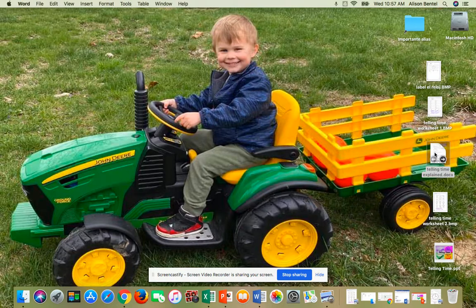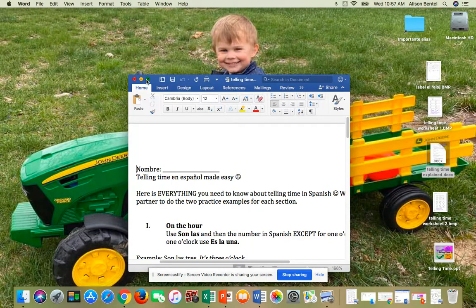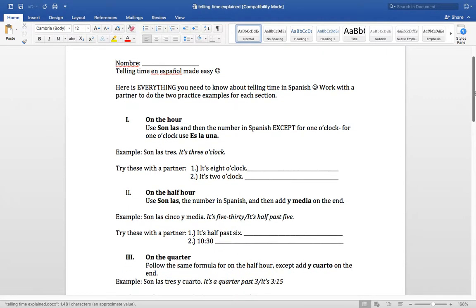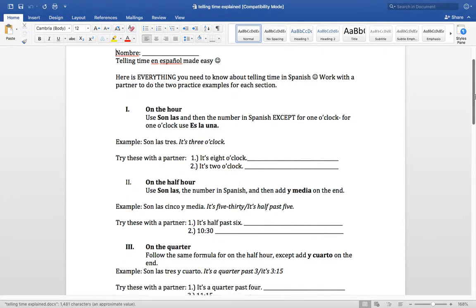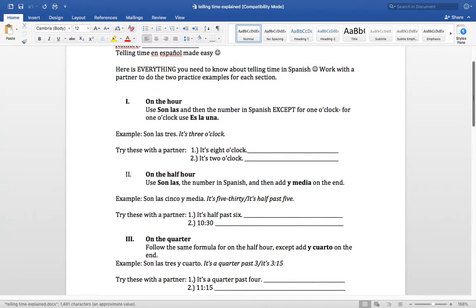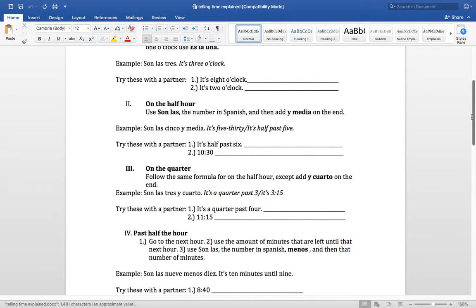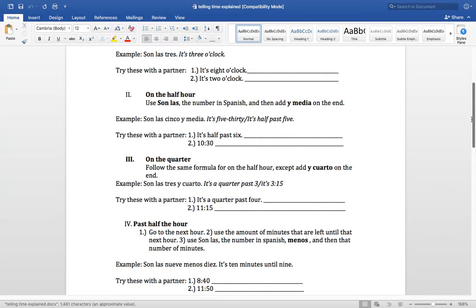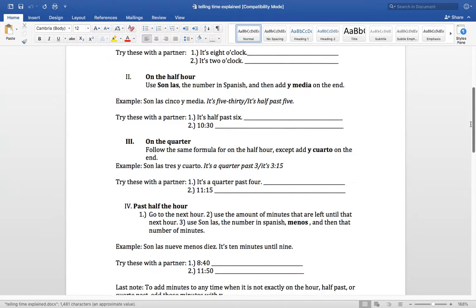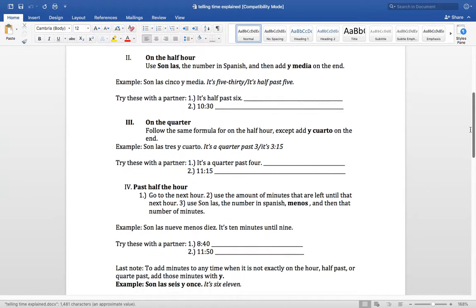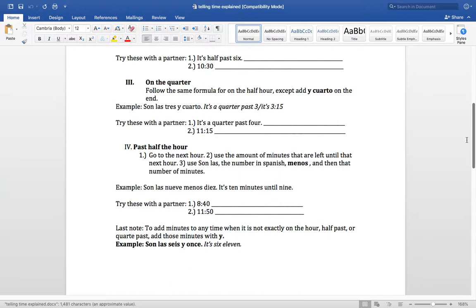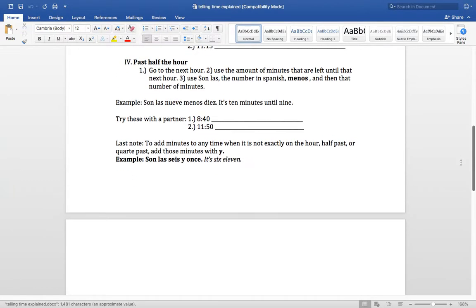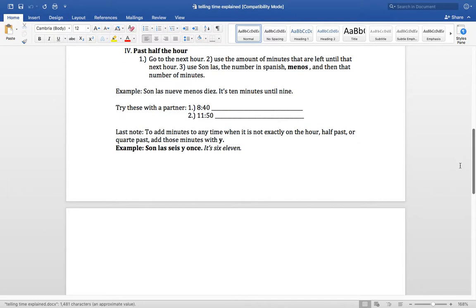Then you could also use this as an extra reference or start with this before you do the worksheets. This is just a review that normally if we were in class, we would do with a compañero, compañera, with a partner. And it just goes through the building blocks of telling time in español. How would you say it's 8 o'clock? Son las 8. On half the hour, the concept of adding y media, the concept of on the quarter or y cuarto, and then what happens when you go past half an hour.